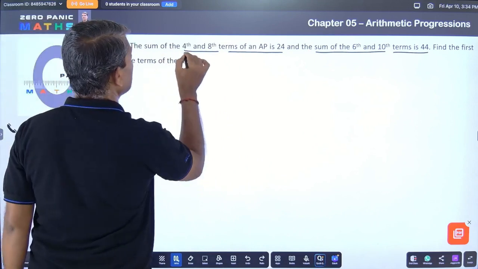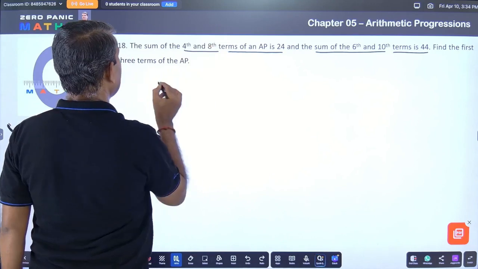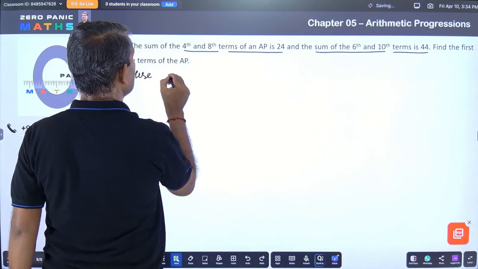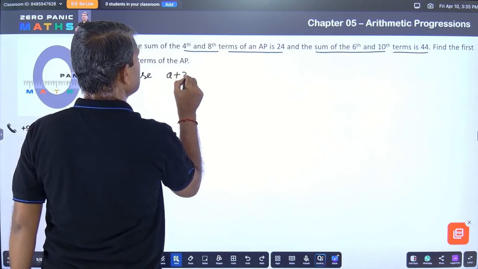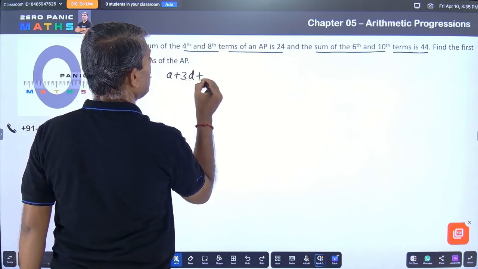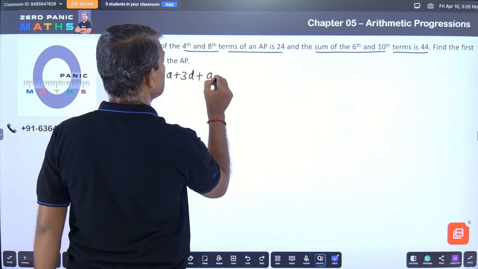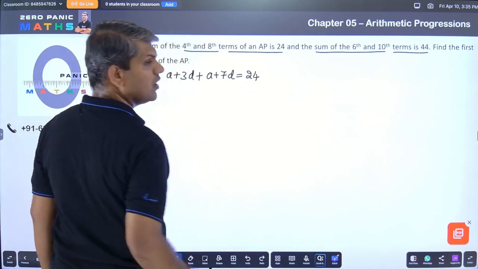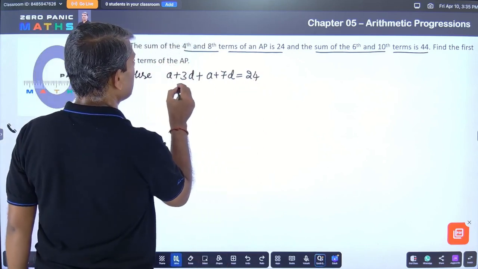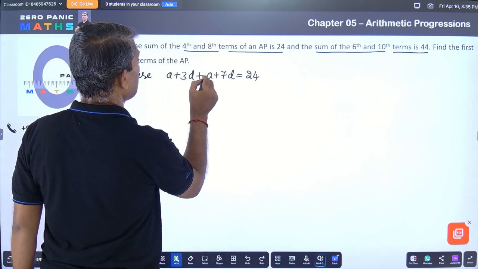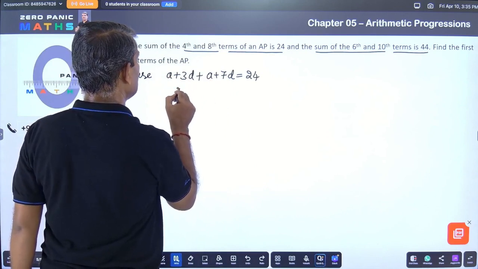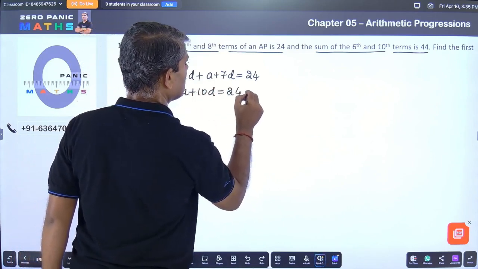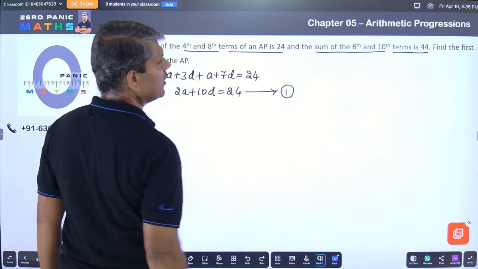Let us write what is 4th term plus 8th term. The 4th term is A plus 3D, plus the 8th term, A plus 7D, is equal to 24, the first equation. That is 2A plus 10D is equal to 24. That is equation 1, right?